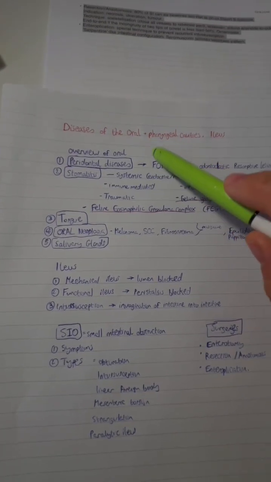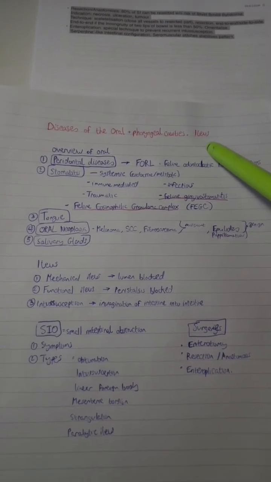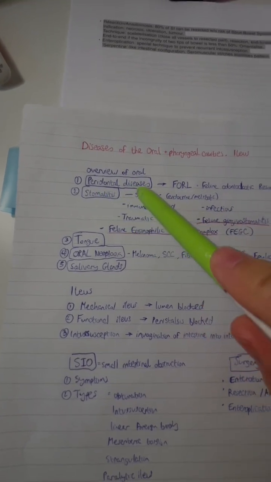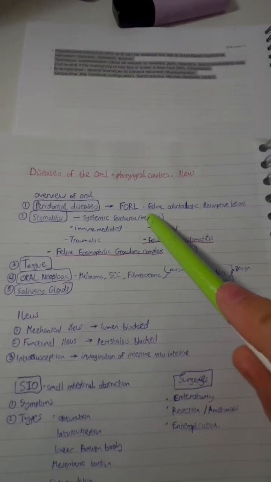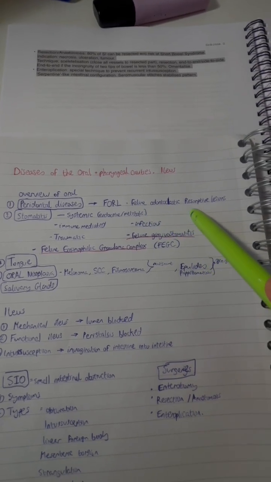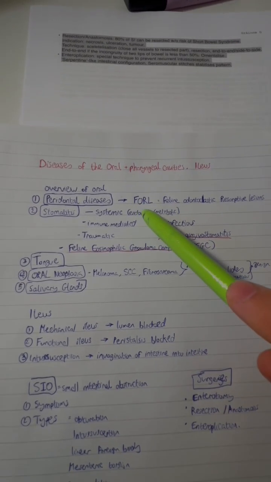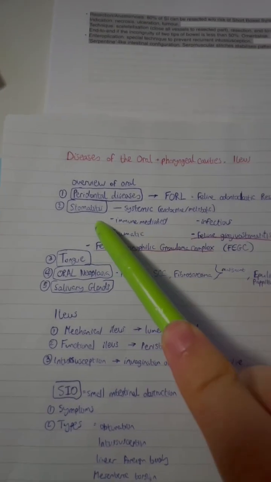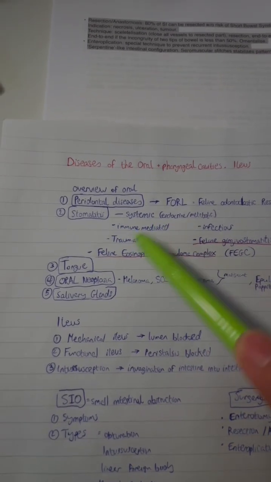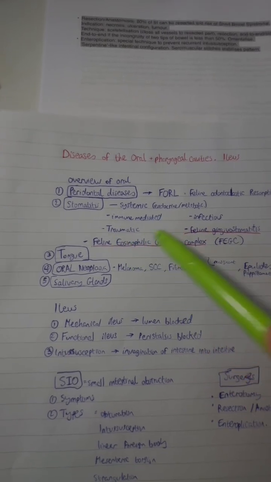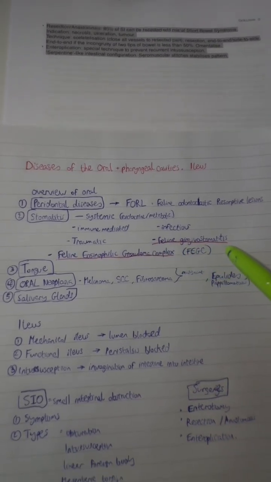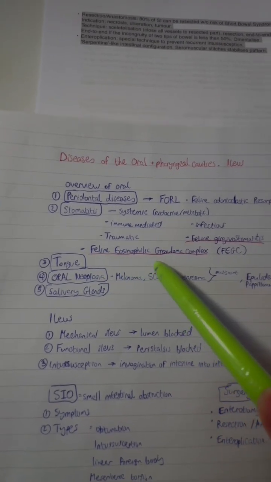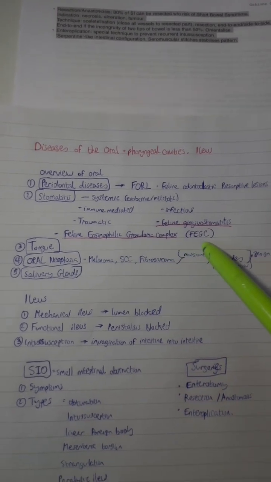Diseases of the oral and pharyngeal cavities and ileus. The overview of the oral cavity. And then you look at the periodontal diseases such as feline odontoclastic resorptive lesions, or FORL. The second disease is stomatitis. Talk about the systemic diseases, immune-mediated diseases, traumatic, infectious, and feline gingivostomatitis. And then, most importantly, feline eosinophilic granuloma complex, or FEGC.